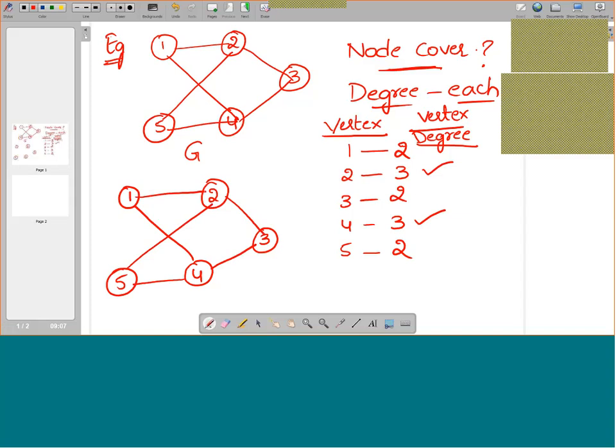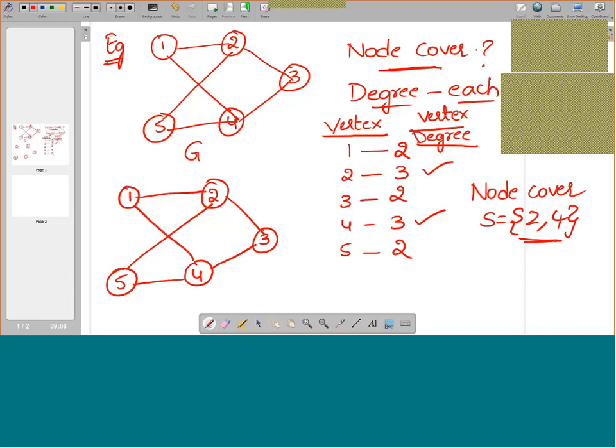Now see, by considering only 2 vertices, 2 and 4, have we drawn all the edges in the graph or not? Check once and type it, yes or no. So this is one node cover, S equal to {2, 4}. By using only the vertices 2 and 4, we can draw all the edges in the graph.